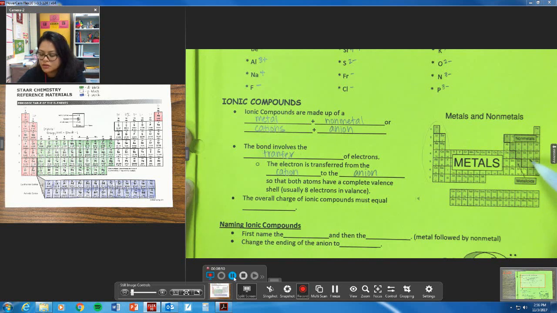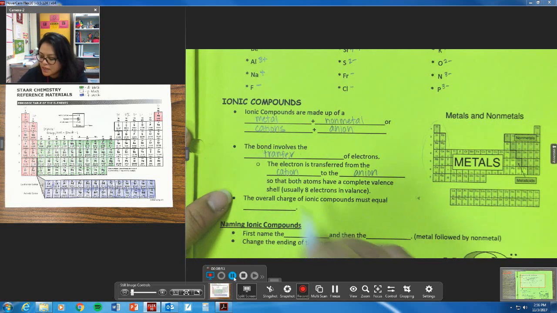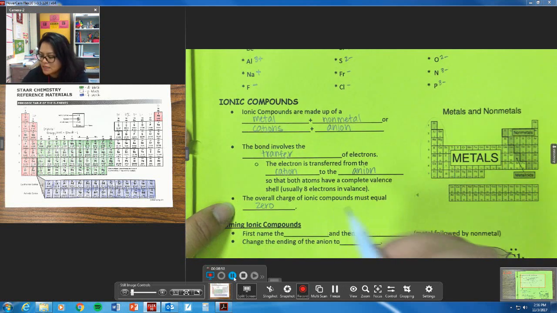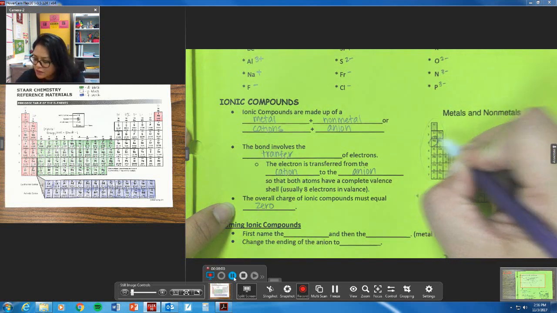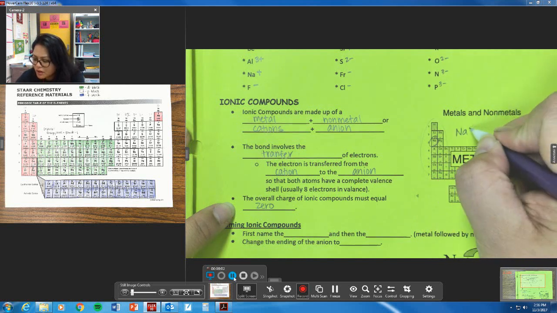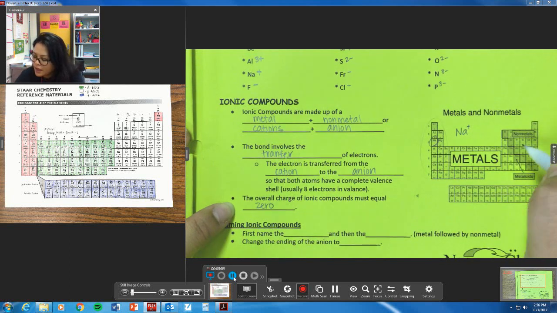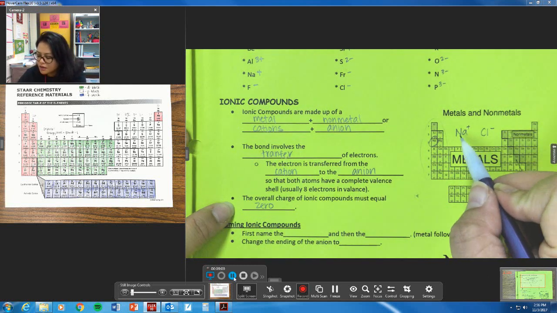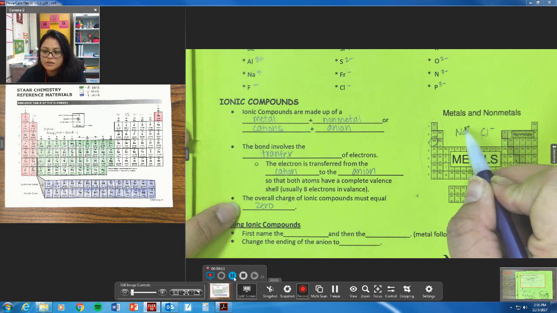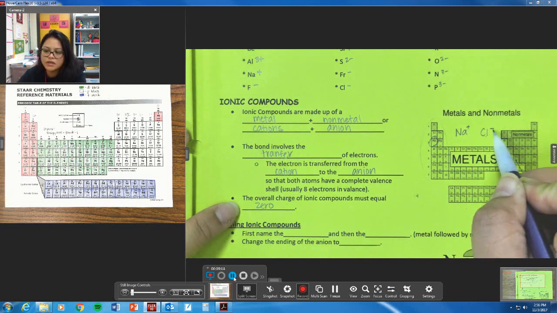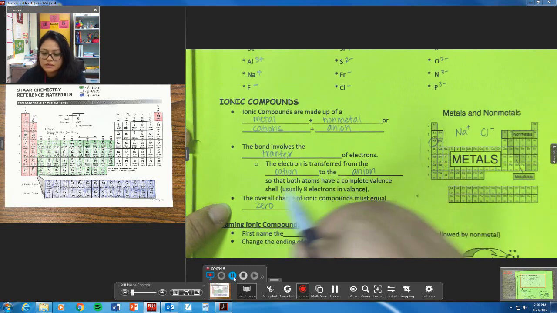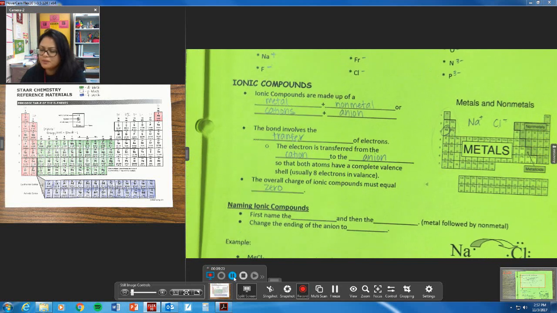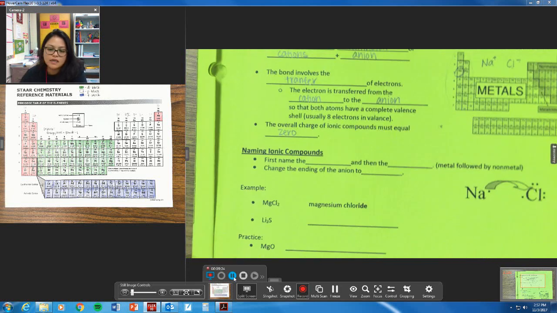Okay, and the overall charge of your ionic compounds must equal 0. Basically, what that means is that if we have sodium, which is a positive 1 charge, and chlorine, which is a negative 1 charge, our charges must equal 0. So positive 1 and negative 1 equal 0. They cancel each other out. Okay? We'll get more into that in just a second.